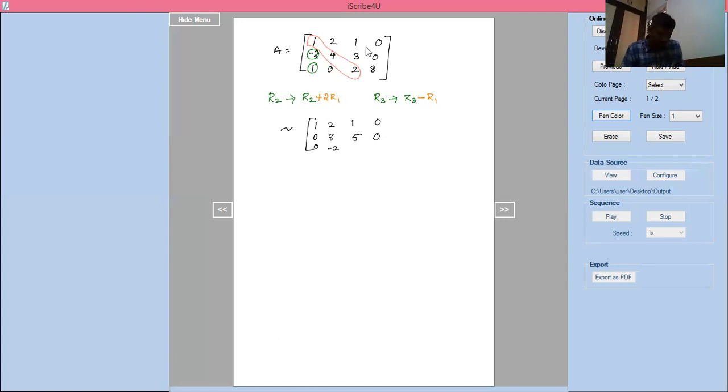2 minus 1 is nothing but 1. 8 minus 0 is nothing but 8. So this is the first operation I have done. Next, say I have to identify the principal diagonal element.